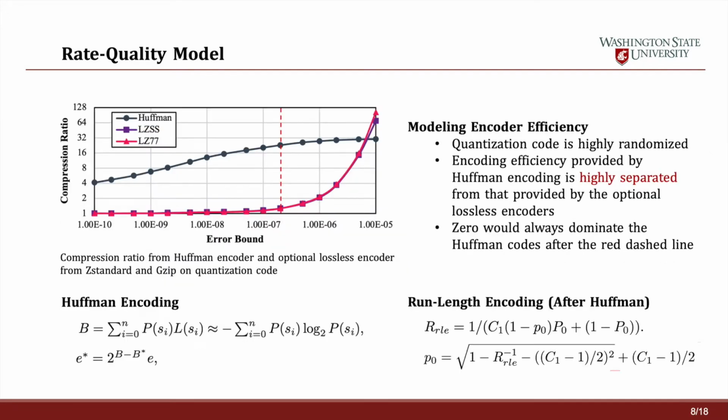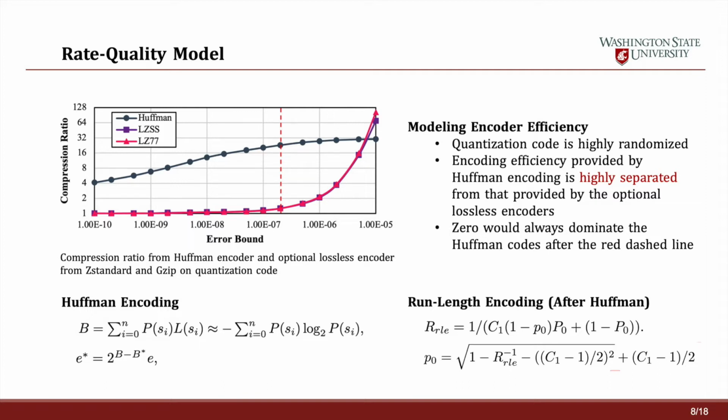So first, let's look at modeling encoder efficiency. Note that the encoder will encode the quantization code, and based on our experiments the quantization code is highly randomized after the predictor. The encoding efficiency provided by Huffman encoding is highly separated from that provided by the optional lossless encoder. On the left-hand side, this shows the compression ratio provided by Huffman and all the other lossless encoders after Huffman. Only after the error bound is larger than a certain point, where the Huffman encoder reaches its limit, in this case 32, can the other lossless encoder provide additional compression ratios.